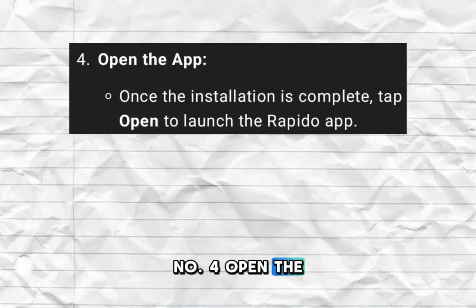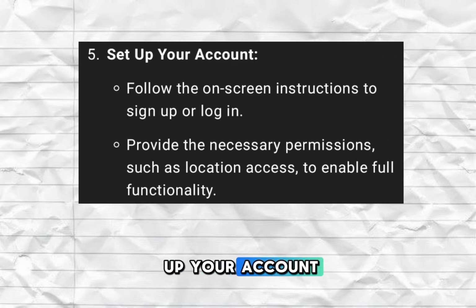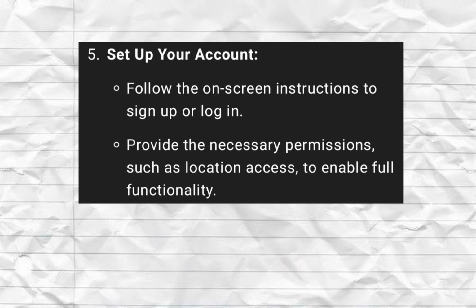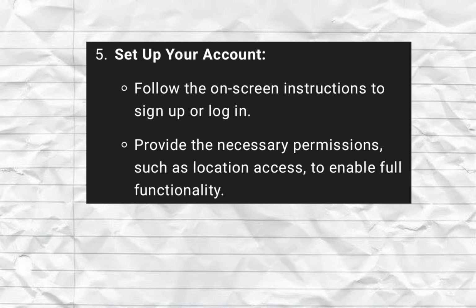Number 4, open the app. Once the installation is complete, tap Open to launch the Rapido app. Number 5, set up your account. Follow the on-screen instructions to sign up or log in. Provide the necessary permissions such as location access to enable full functionality.